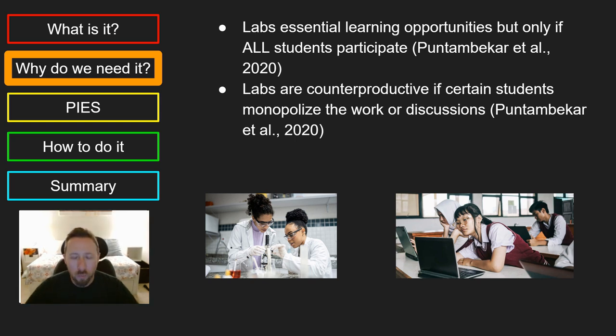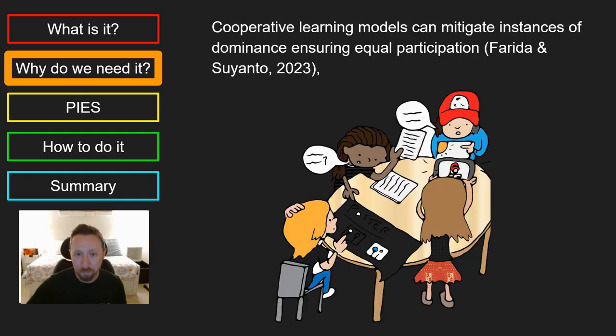Right? So why do we need it? Why do we need to have cooperative learning within a science lab? Well, labs are really essential learning opportunities for students, but they're only really beneficial if all students are participating in that lab. And studies have shown that labs are actually counterproductive if only a certain amount of students monopolize the work or the discussions. So they can be a bad thing. They're good for some students who are actually doing the work, but for those that aren't doing the work, it's really just kind of counterproductive.